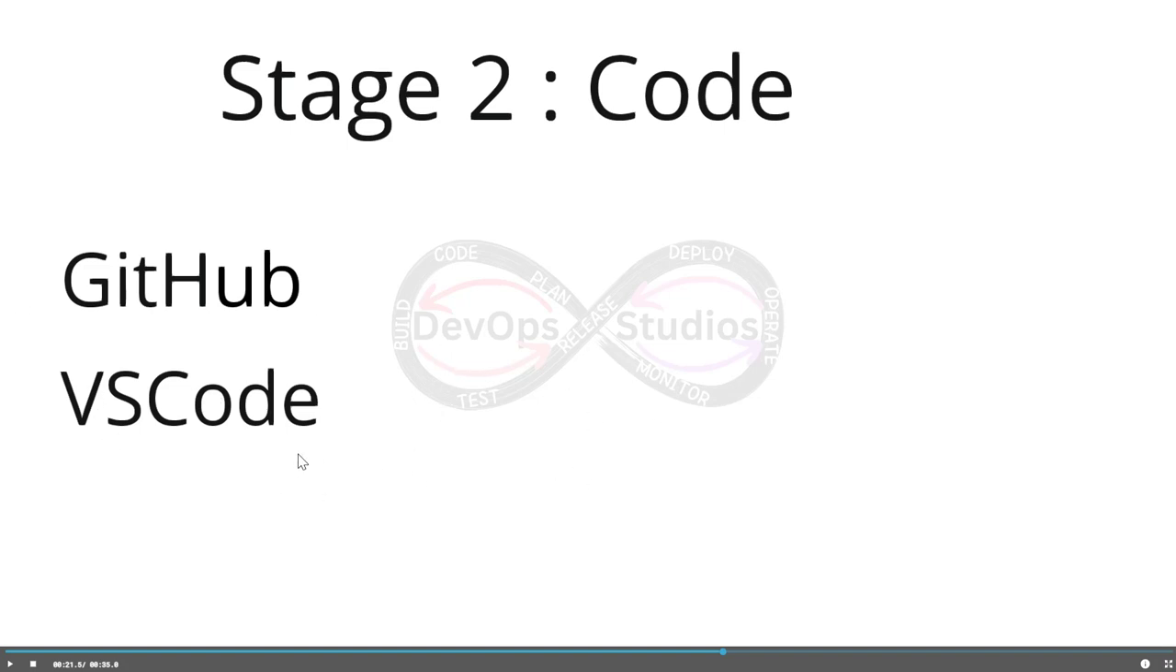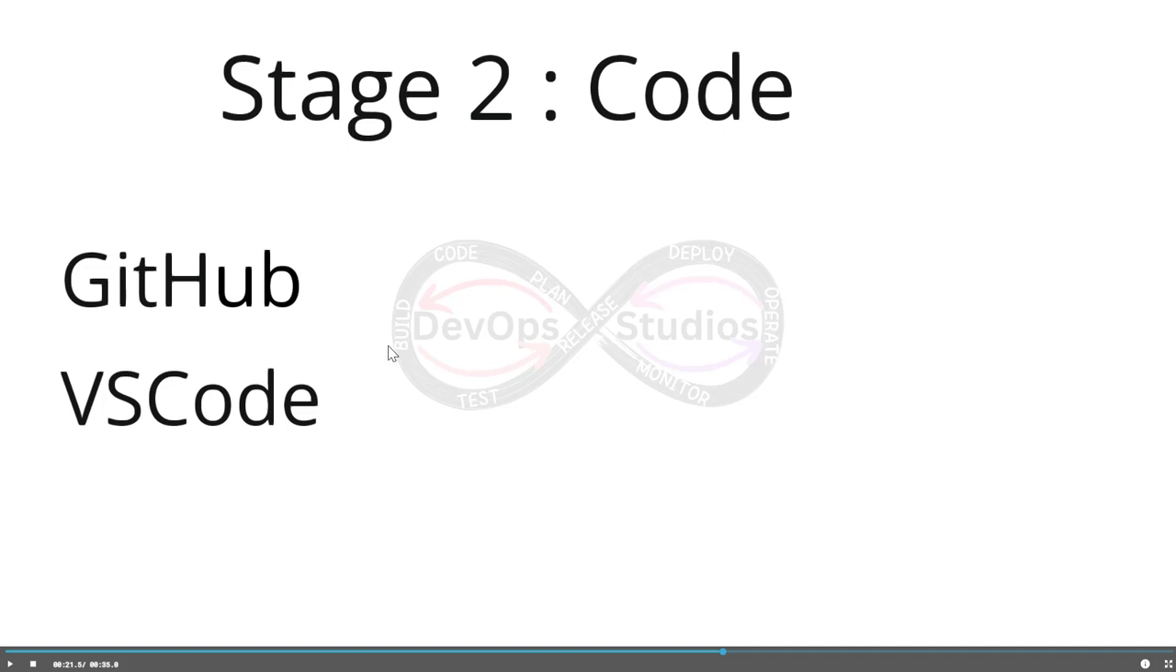VS Code is very efficient. Although it's very lightweight, it's still very efficient. And it offers extensions for Docker, for Kubernetes, for GitHub and CI/CD. So almost all the DevOps related tools can be integrated. And it works on Windows, Mac OS and Linux, and it enables real-time collaboration through extensions like LiveShare.